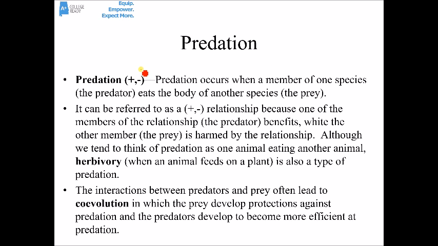Predation is a type of plus-minus relationship or interaction. It's called that because it benefits one of the partners, in this case the predator, and it hurts the prey. We typically think of predation as being one animal eating another animal, but predation also refers to herbivory, and this is when an animal feeds on a plant. The interactions between the predators and the prey often lead to coevolution, in which the prey evolve adaptations and protections against predation, and the predators evolve to become more efficient at their predation.